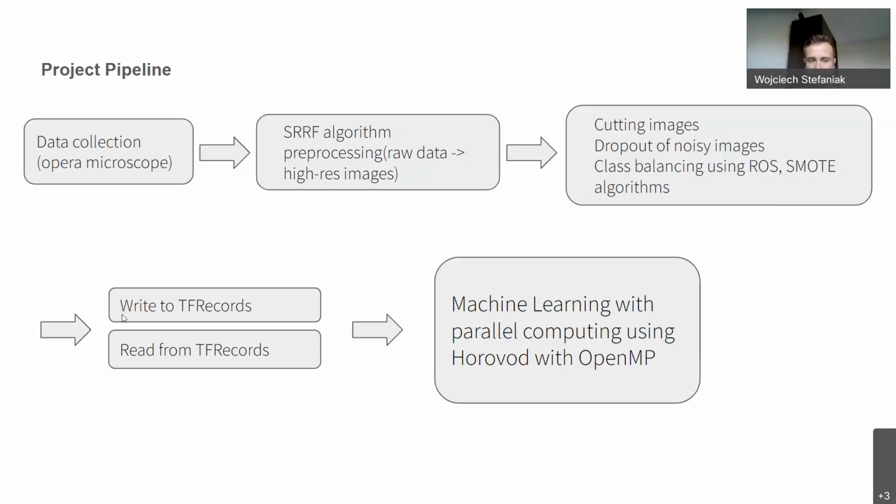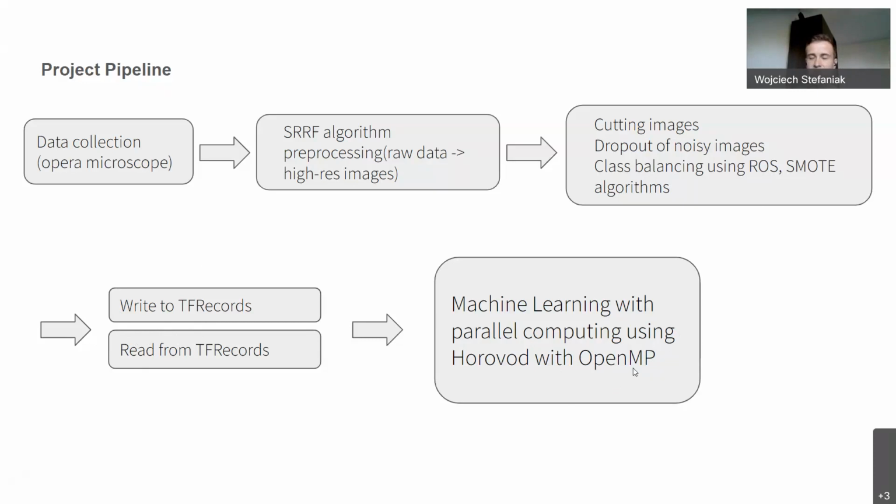When we have all of the data gathered, we write it to TF records. Then after we have established our files of TF records, we read from them and perform machine learning with parallel computing using Horovod with OpenMP.